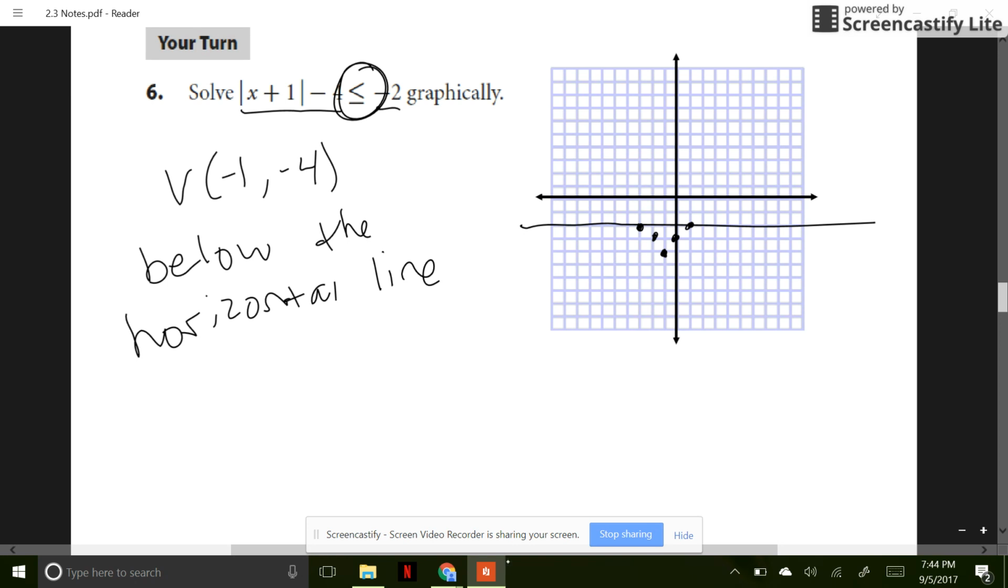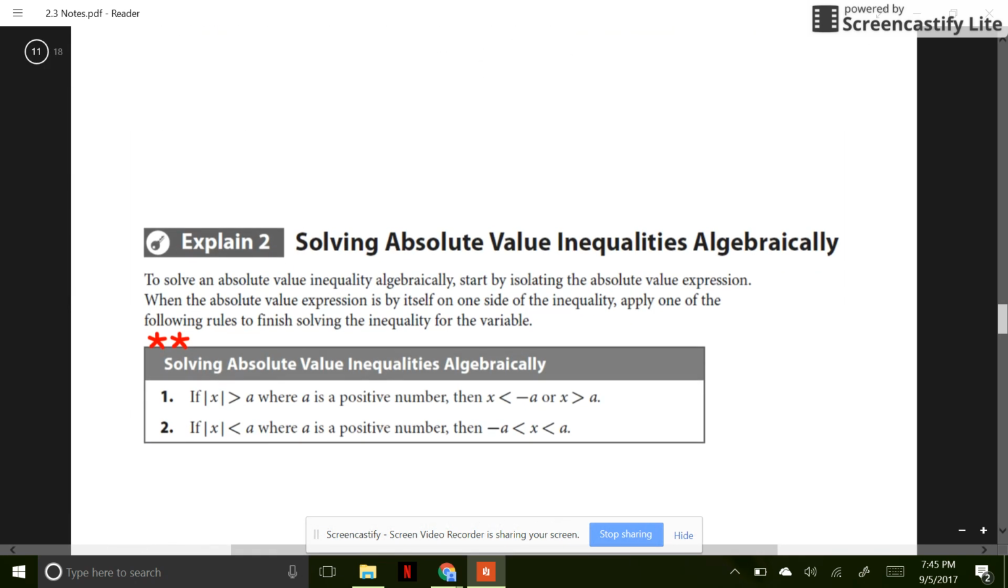So if we're just looking directly at which values are below that line, then our smallest x value there is going to be at -3. We can include it because we want the values less than or equal to. And then our biggest x value we can hit there would be at +1. So those would be our solutions there.